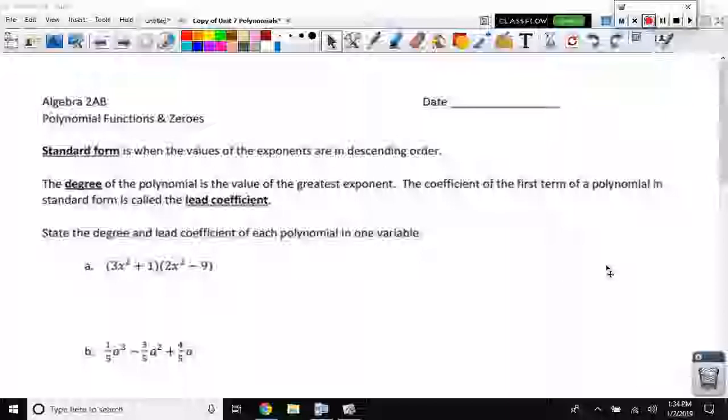Long division, correct? That's what we started with. Remember long division? We did long division. Okay, then what do we do the next day? Synthetic, because that was a nice shortcut for us. So if we had the option of picking between long division and synthetic, I personally would pick synthetic, but that would be up to you.